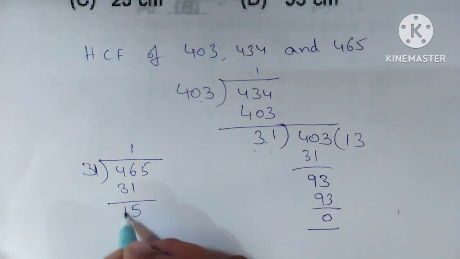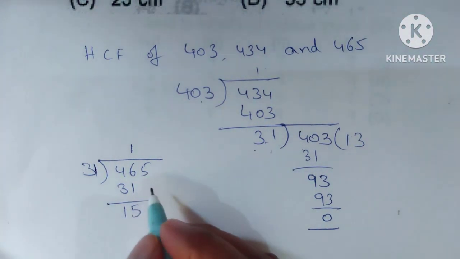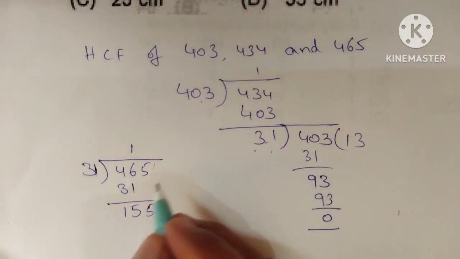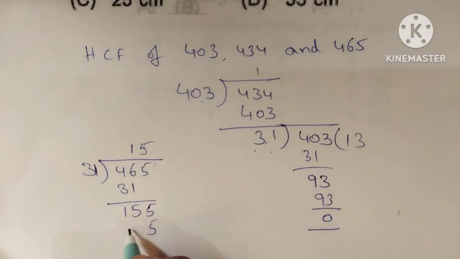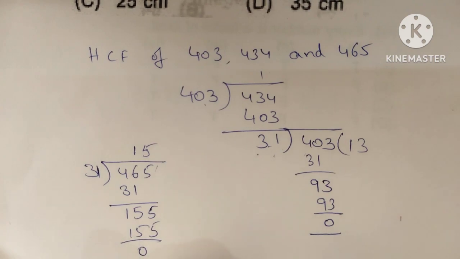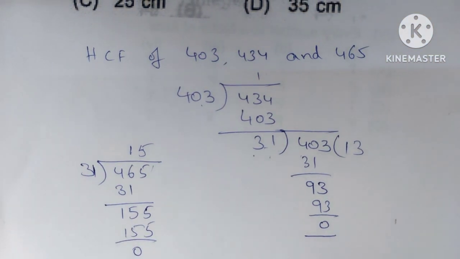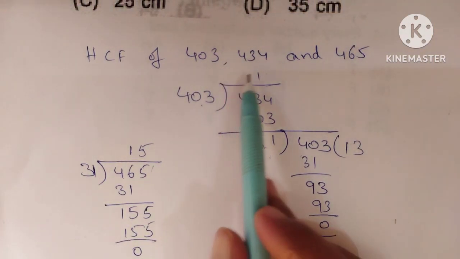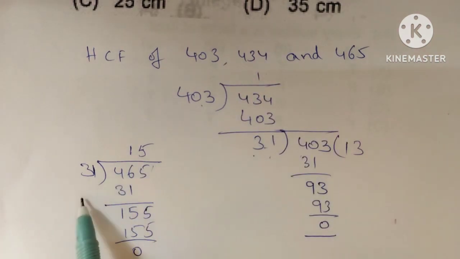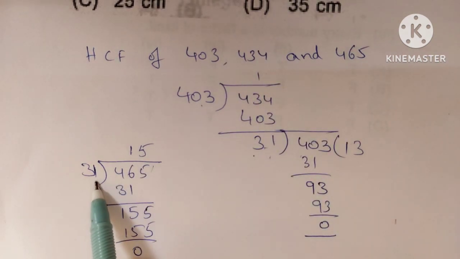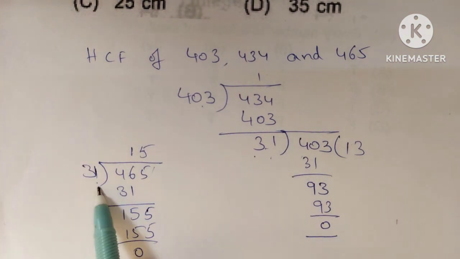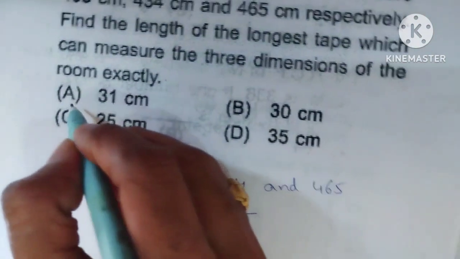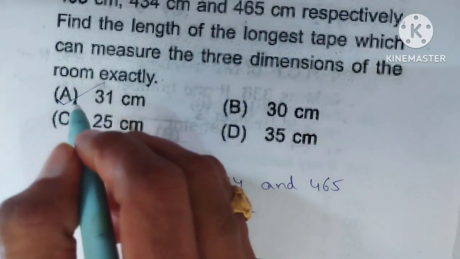Then 5 1s are 5, 5 3s are 15. So the HCF of 403, 434 and 465 is 31. So the maximum length of the longest tape is 31 centimeter. So option A is the correct one.